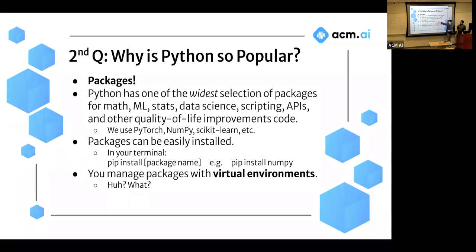Also, for example, Wikipedia has an API in Python, stuff like that. And the best thing is packages can be very easily installed in your terminal with pip install. You can just pip install a package, for example, pip install NumPy, and you will have the package. What pip install is actually doing is searching in some sort of official repository, and when it finds the package it wants, it downloads it and installs it to your computer.